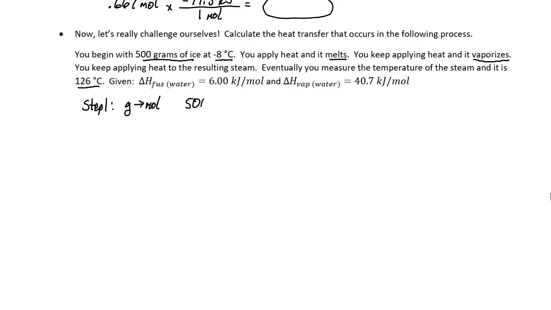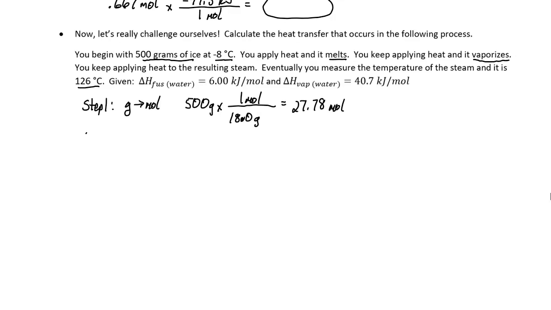So 500 grams times, our substance is ice. Ice is like water, right? So it's 18.0 grams per 1 mole. On a calculator, 500 divided by 18 will get you that result. That's how much ice we're talking about.